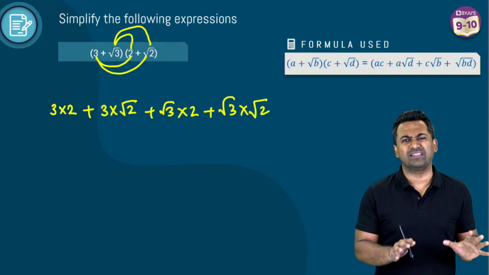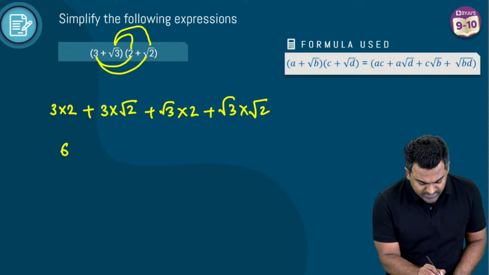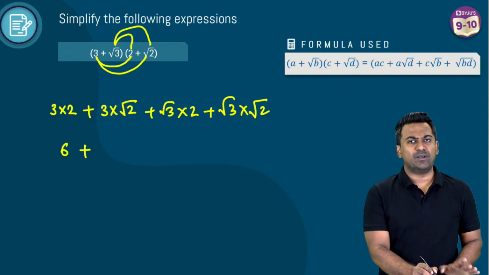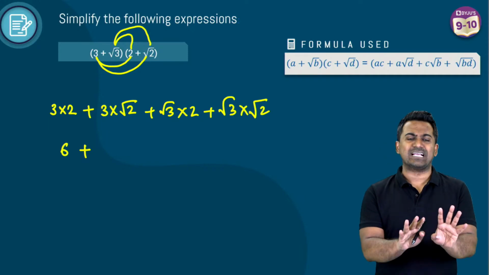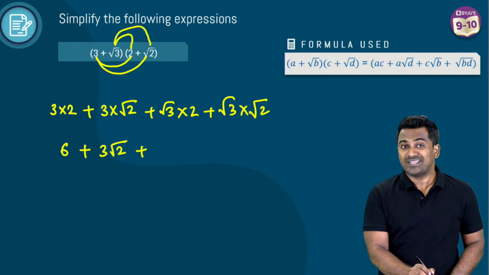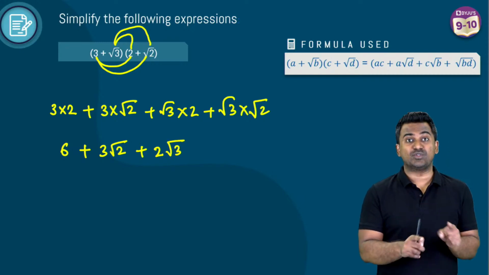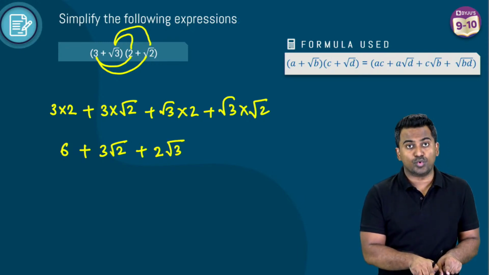Okay, this is called opening the brackets. Now simplify this. Now you know this 3 multiplied with 2 is 6 plus 3 multiplied with root 2 is going to stay as it is. All right. So this will be written like 3 root 2 plus 2 multiplied with root 3 is going to stay as it is. This will be written like 2 root 3. Please don't get confused between 3 root 2 and 2 root 3. They are different.